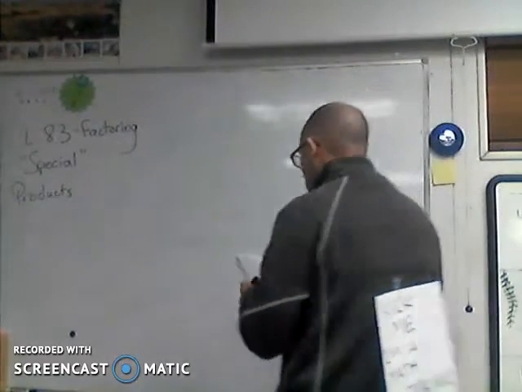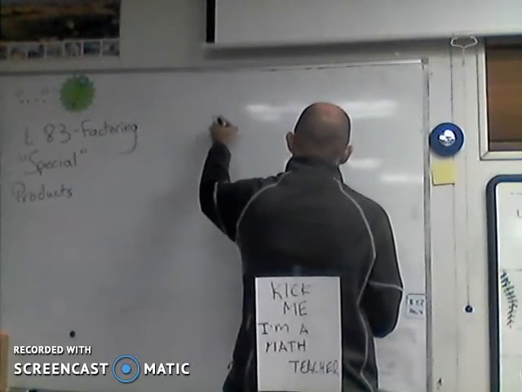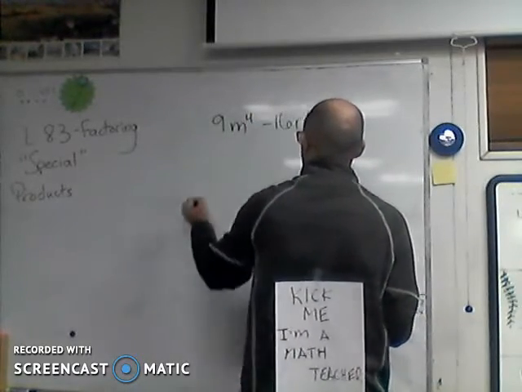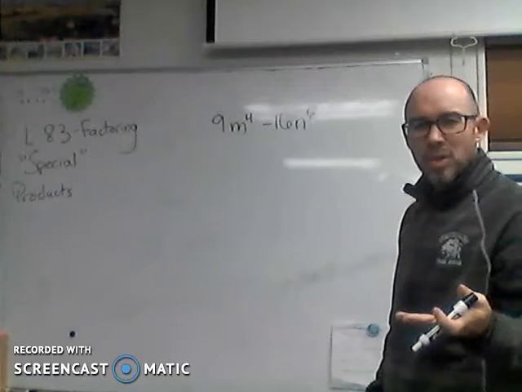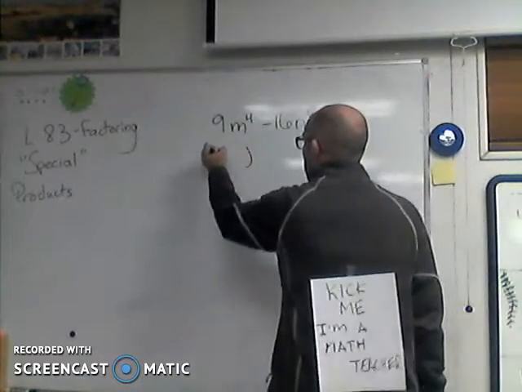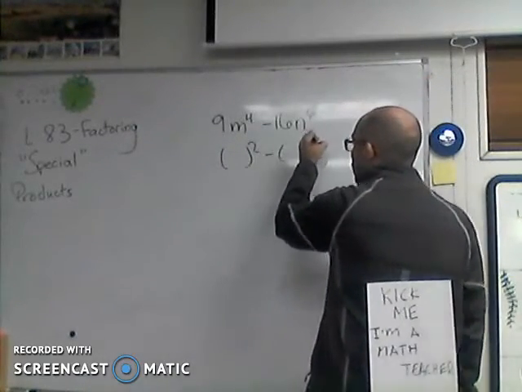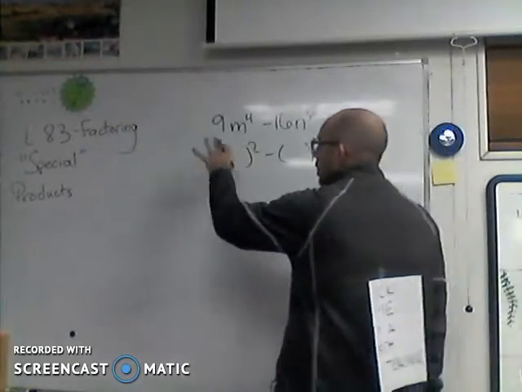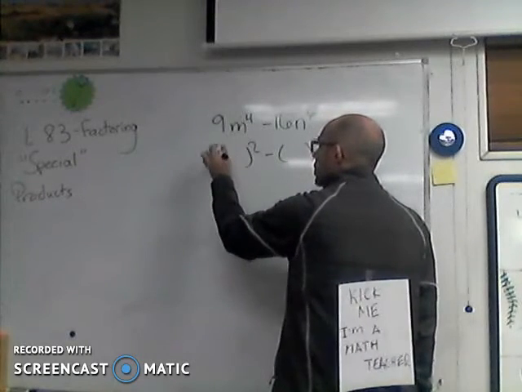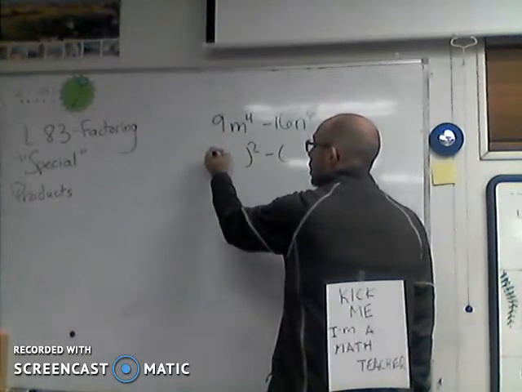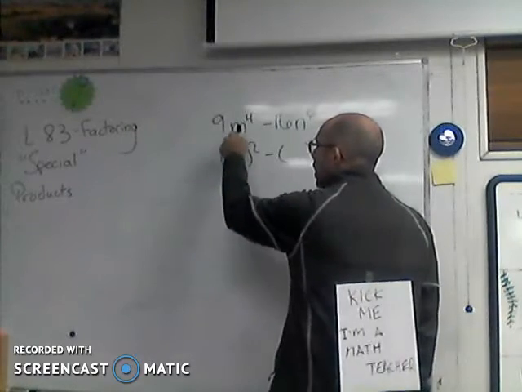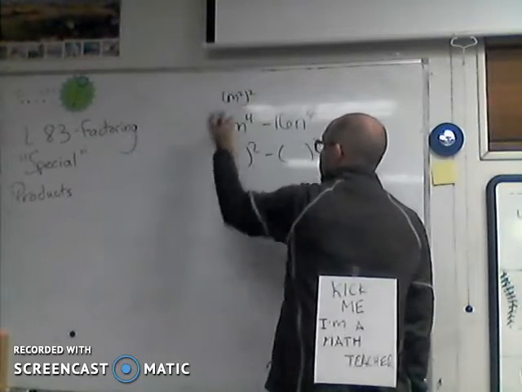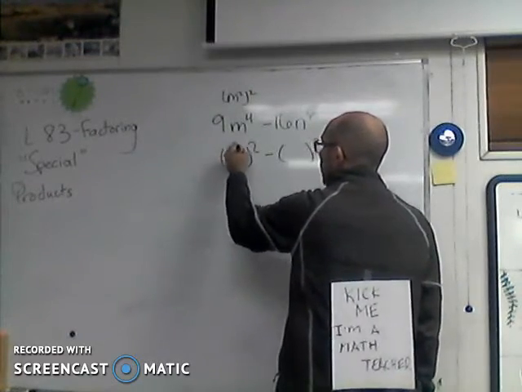Come on. Okay, a couple examples from the book. 9m to the 4th minus 16n to the 6th. First, you look at that and you're like, how do I turn that into something squared minus something squared? I mean, come on, that's 6. I can't. What do I do with that? Well, it's okay. We can. 9 is a square number. It's 3 squared. And m squared using the power rule, that is m to the 4th.